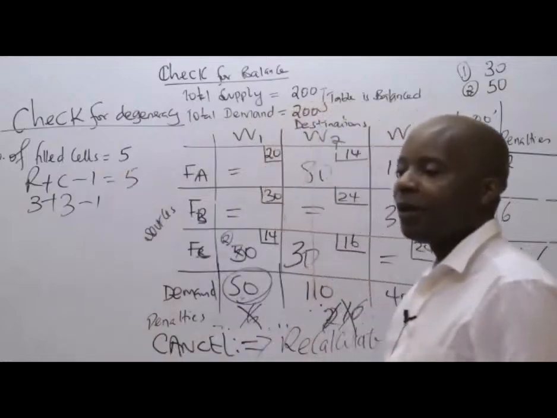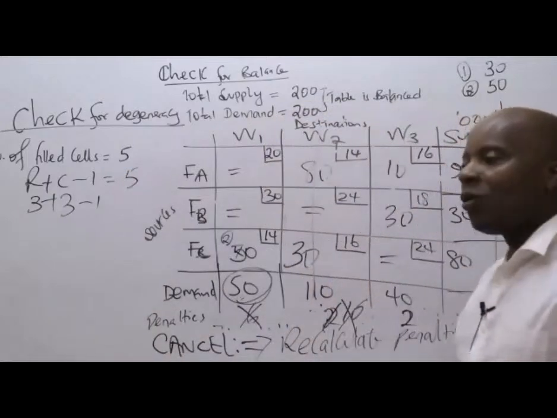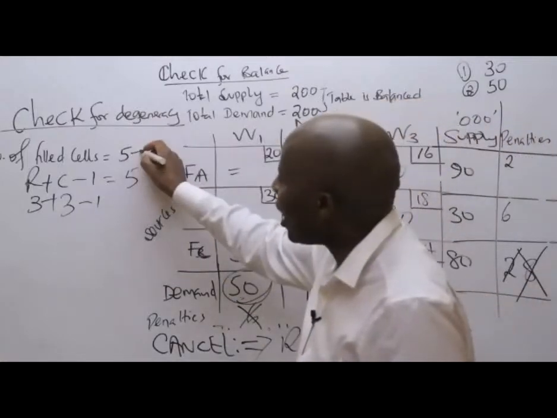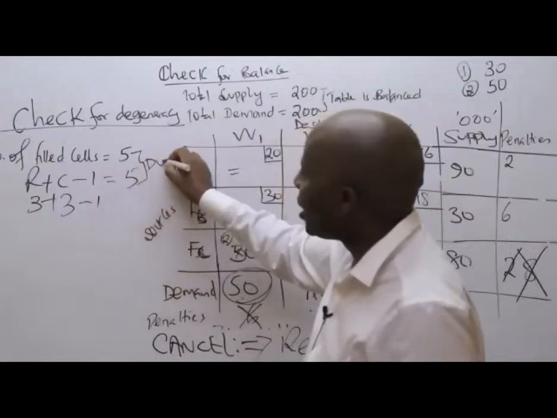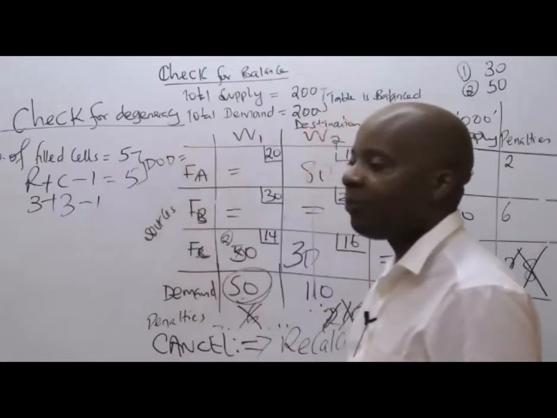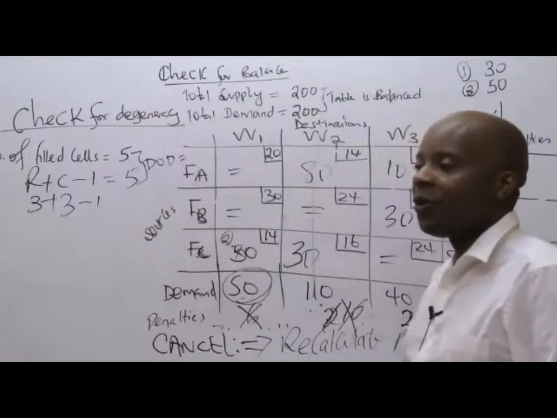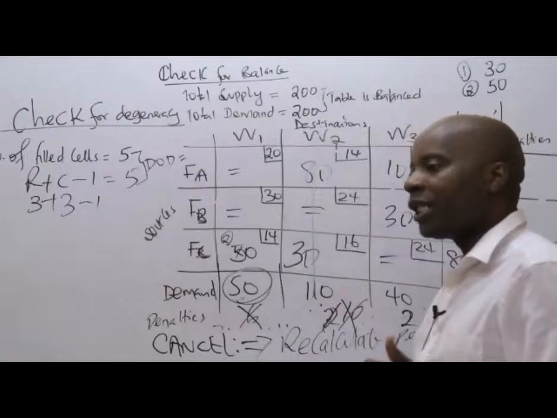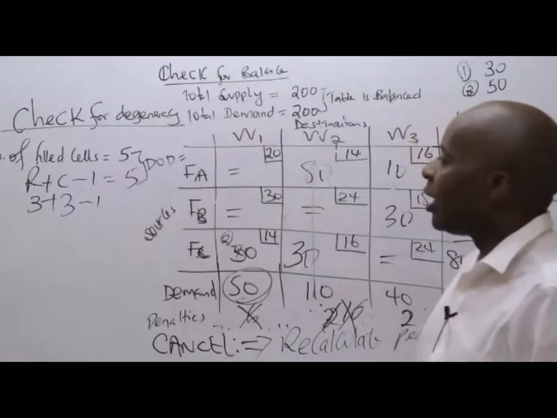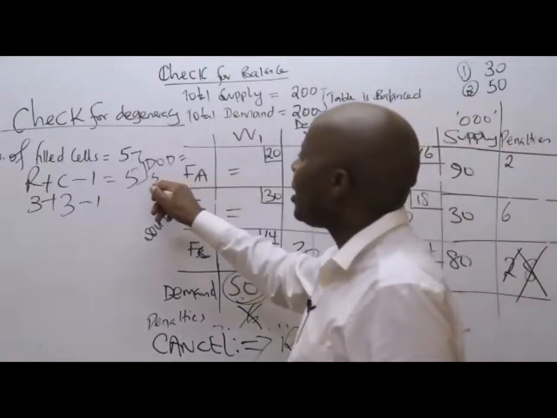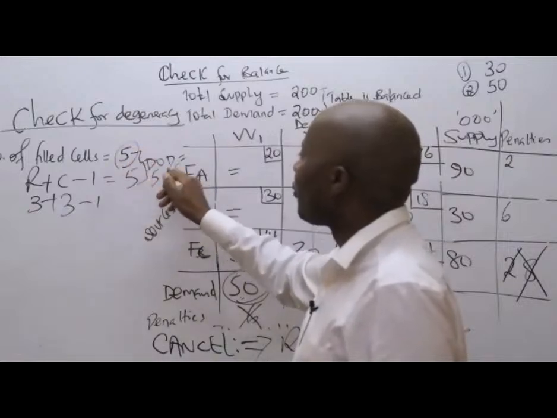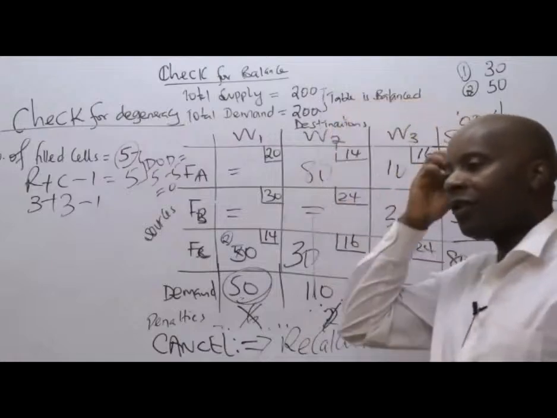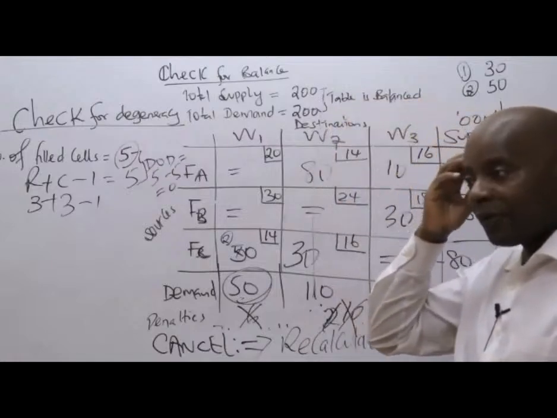So ladies and gentlemen, listen. When they want me to give them the degree of degeneracy, I'll come and give them this difference. This difference is what we shall be calling the degree of degeneracy. Somebody may confuse that for Department of Defense, so DOD stands for degree of degeneracy. I'll take 5, this one, minus this 5. So 5 minus 5 gives me 0.